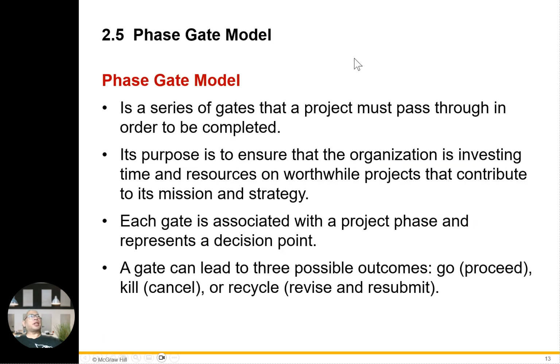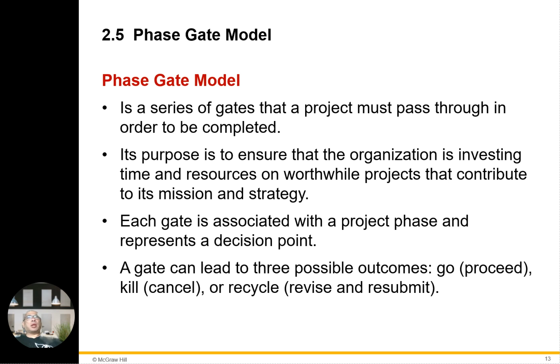And we go into the next detail. 2.5, the phase gate model, is a series of gates that a project must pass through in order to be completed. Its purpose is to ensure that the organization invests time and resources in projects that contribute to its mission and strategy. Each gate is associated with a project phase and represents a decision point. A gate can lead to three possible outcomes: go, no go, which is kill, or recycle. Go or no go is usually the standard process. Most of the projects I've been involved in were on a go basis. Okay, there was one time when we said no go because of an issue with the switches in one of the BMO fixed income projects that I was doing.